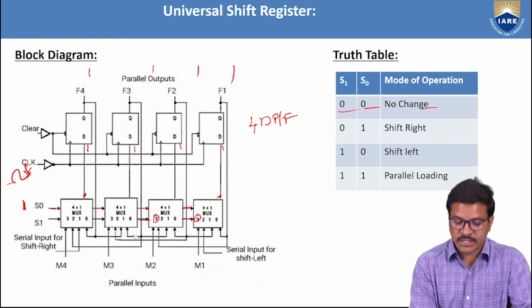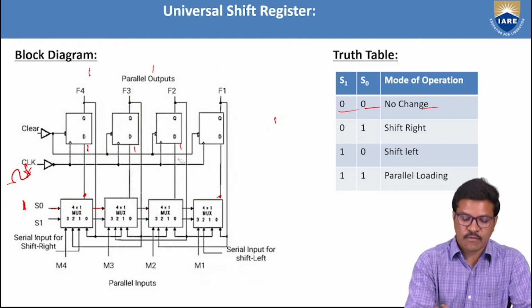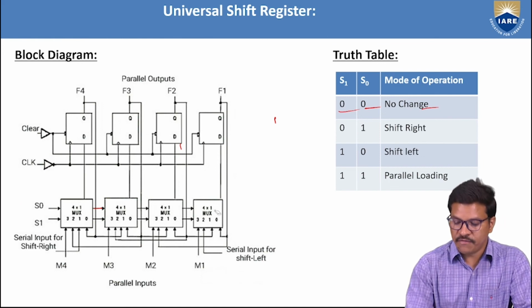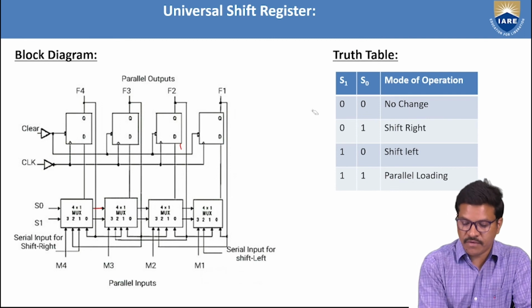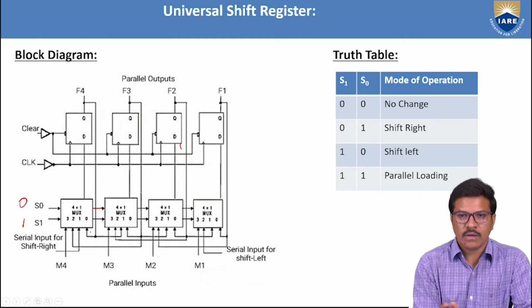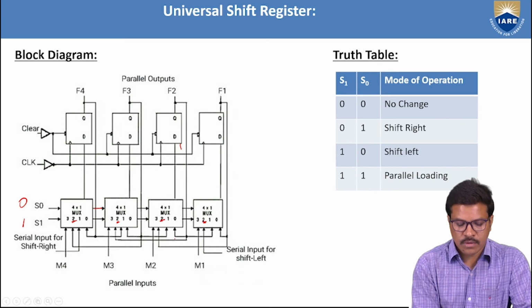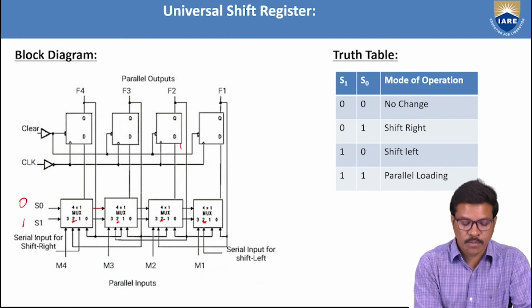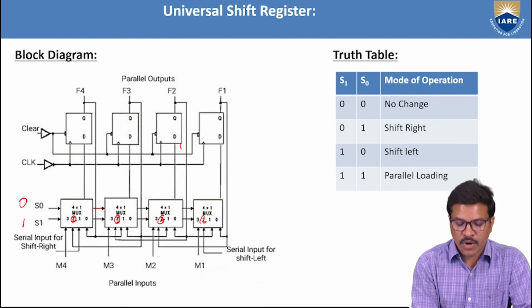If you take one case for shifting, 1, 0, shift left. S1 is 1, S0 is 0. What does it mean? The second input, this 2 input. This number 2 means from the LSB to the third input, the LSB bit. So this path is enabled now. In this case, the shift left will happen.